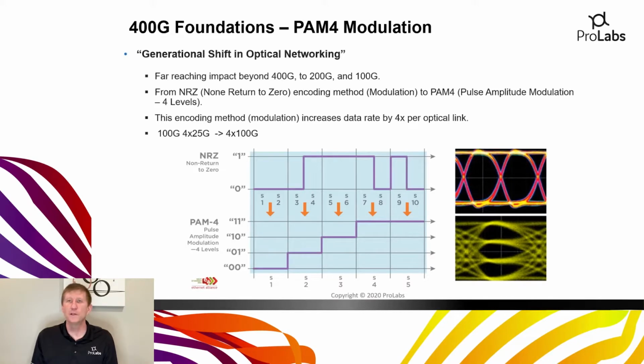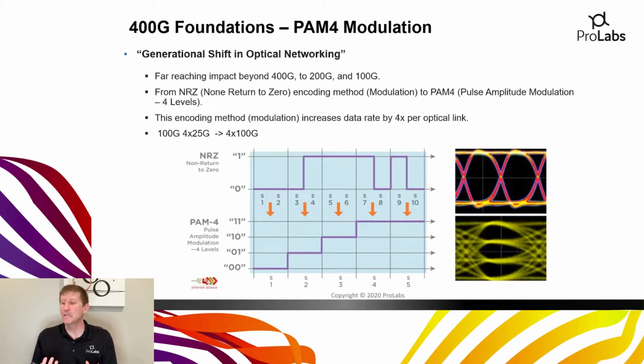PAM4 modulation is perhaps the biggest change here with 400 gig that networks are going to find, as opposed to the 100 gig migration a few years ago. So PAM4 is a generational shift in optical networking. It has far-reaching impact, far beyond 400 gig. It goes all the way to 200 gig and 100 gig. It's going to impact each section of your network once you deploy PAM4.